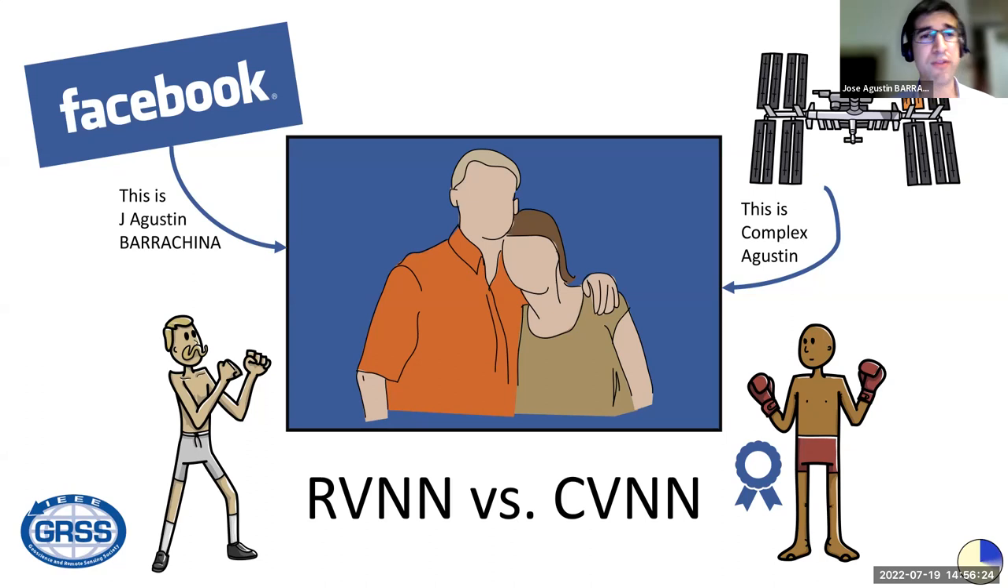Now, you probably know that if you take a picture with your phone camera, for example, you have three channels, red, green, and blue, and these are real valued. However, these pulsar images are complex valued. And this magical Facebook algorithm I told you about can only deal with real valued input.